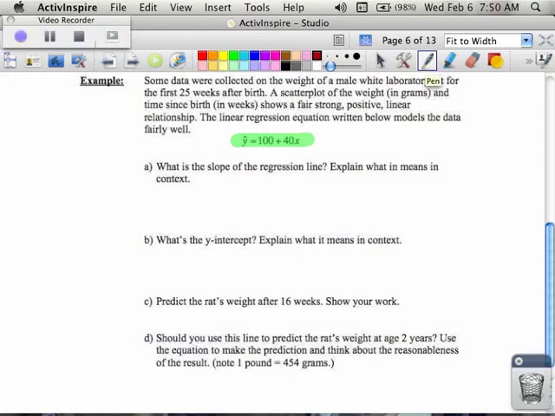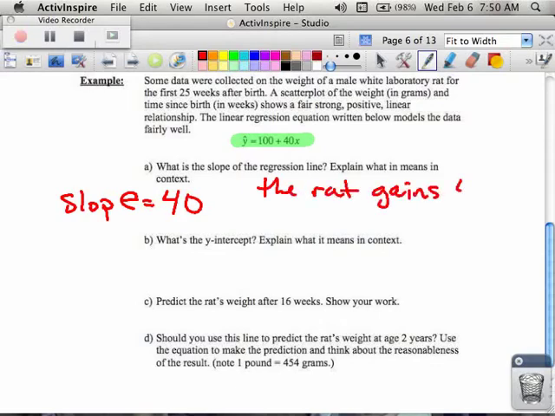As we look at this equation, this y hat equation, our prediction, our least squares regression line equation, the slope of the regression line in this case is going to be 40, because that's the number in front of the x. So the slope is equal to 40. What does this mean? It means the rat gains 40 grams per week.